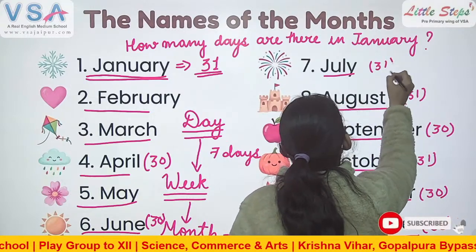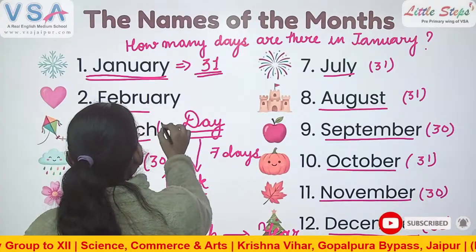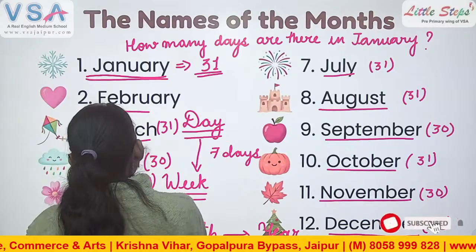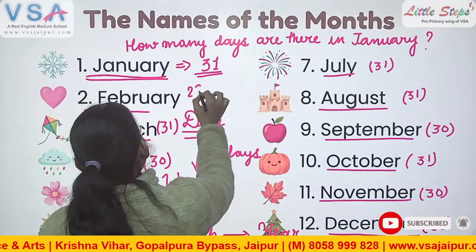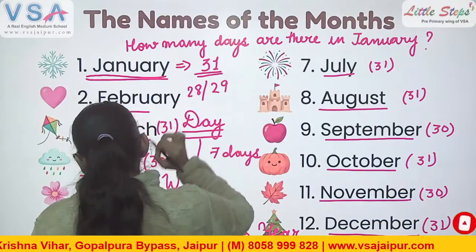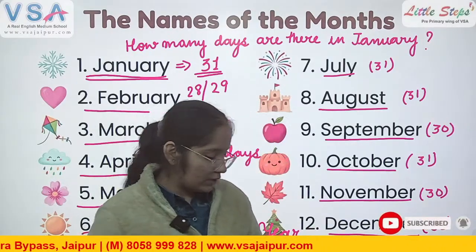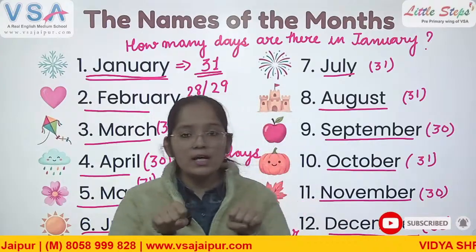So how do we know which month has 30 and which has 31? हमें कैसे पता चलेगा बेटा कि कौन से मंथ में 30 डेज होते हैं, कौन से में 31 होते हैं? We have a trick for it. Okay, we have a trick for it. What is that trick called? That is called a knuckle trick.